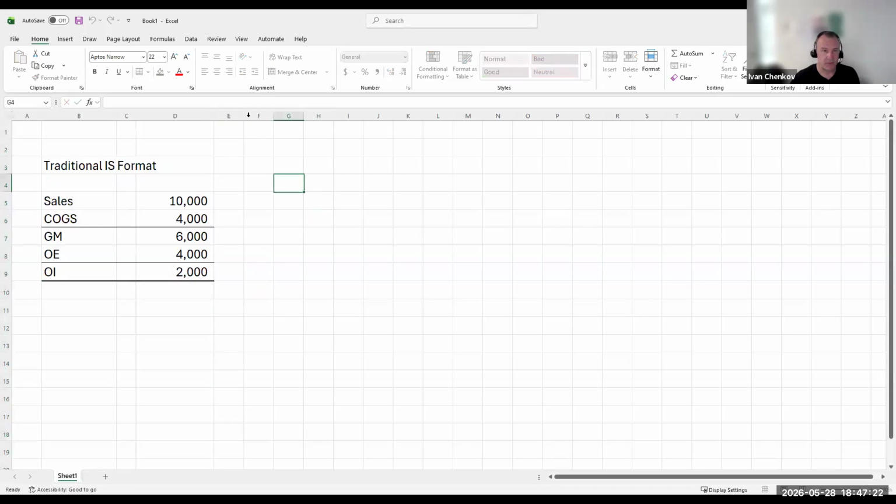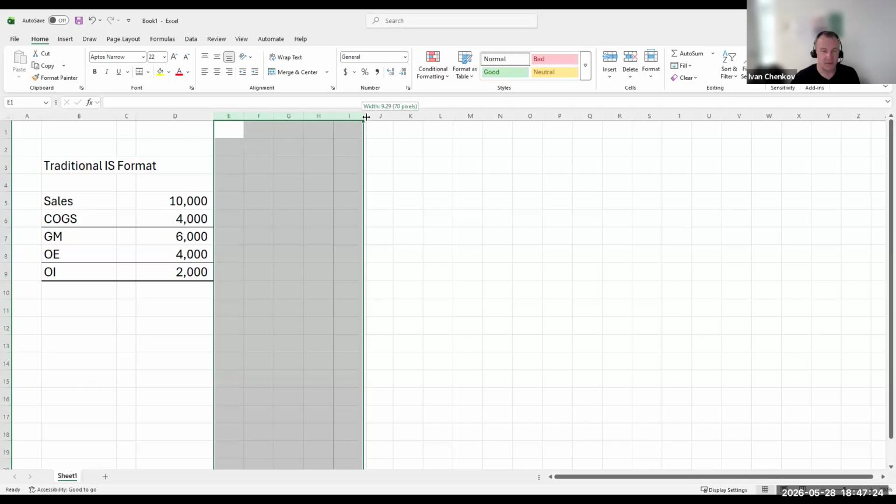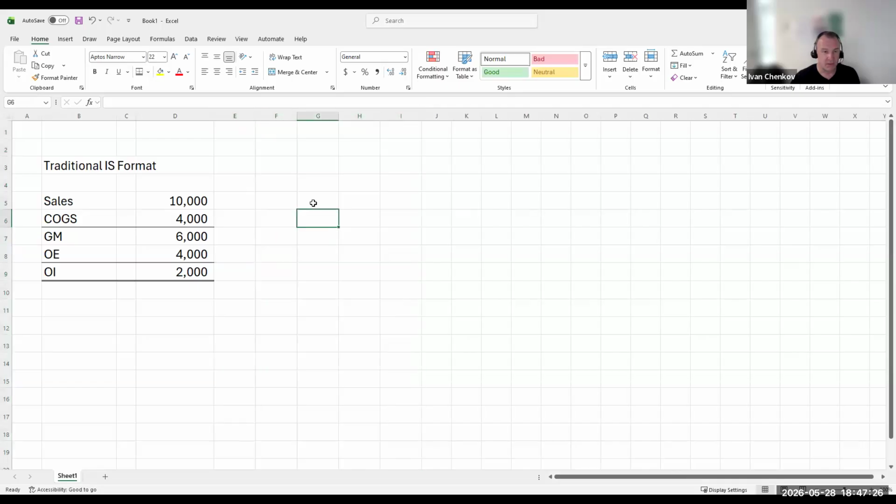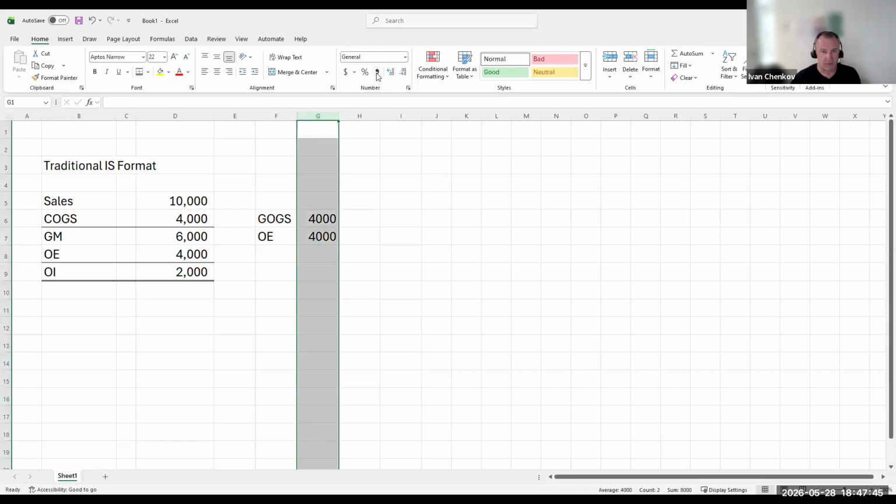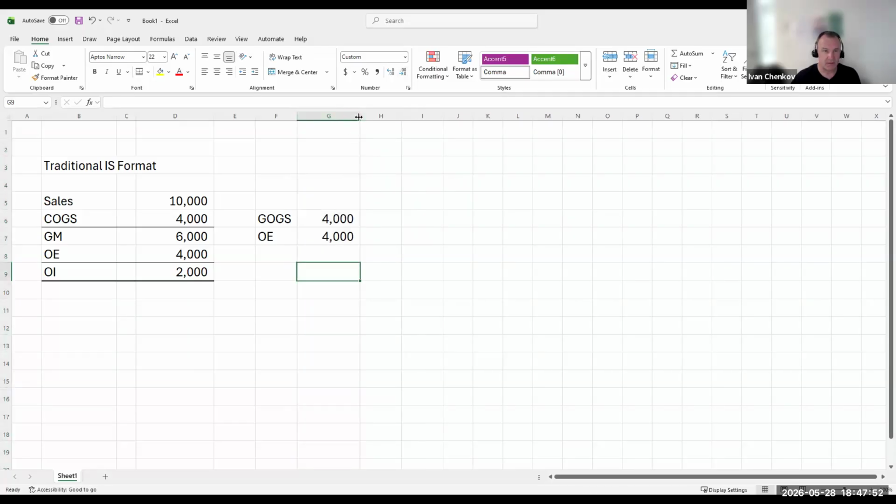So now, before we do that, I want to leave some space here. What we're going to do is pull out this cost of goods sold and pull out the operating expenses. Cost of goods sold in this case is 4,000, and operating expenses another 4,000. What we're going to do with those two costs is identify and monitor the costs, and see how they behave.